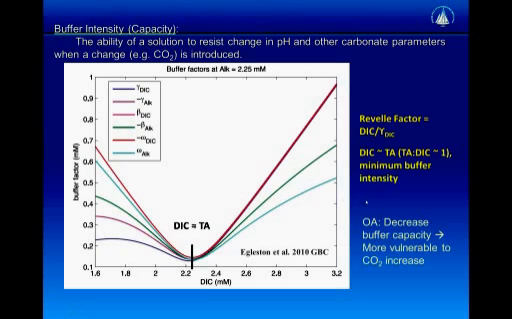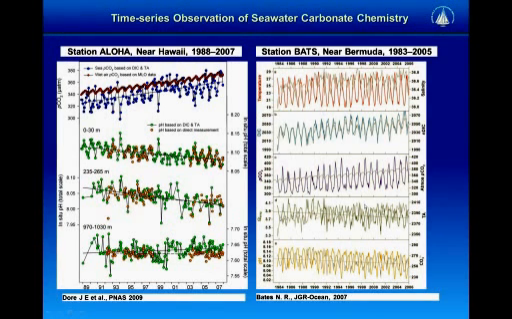So that's some basics. I'm going to use this to compare regional differences along the East Coast. In the open ocean, ocean acidification is well established. So this is the two.